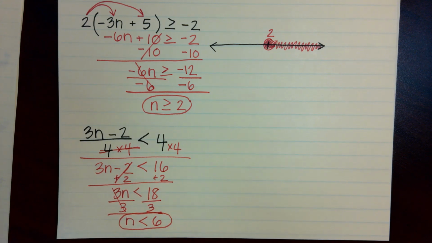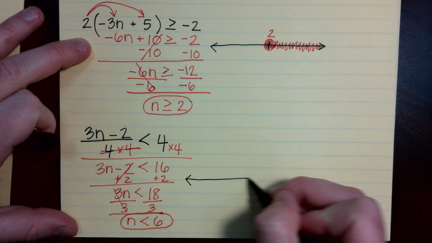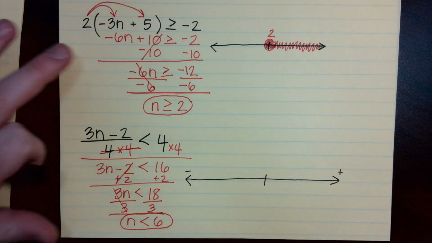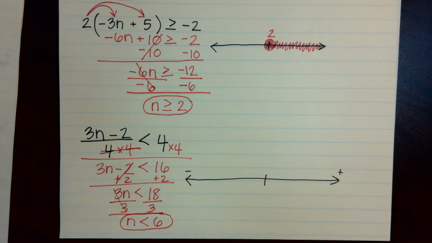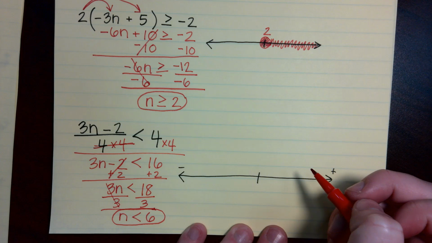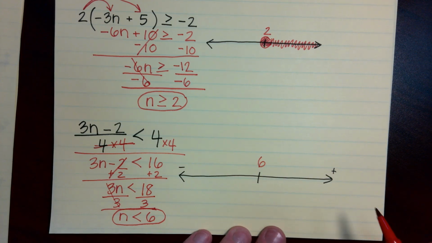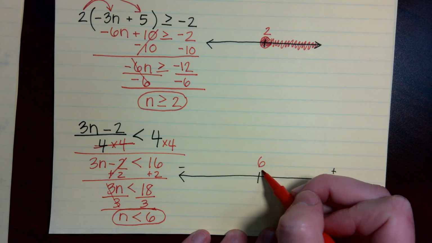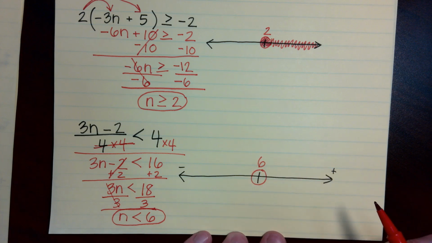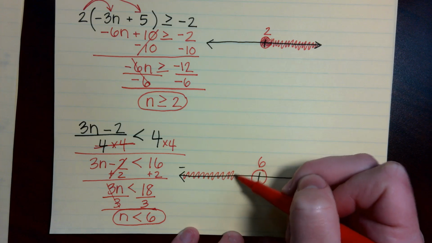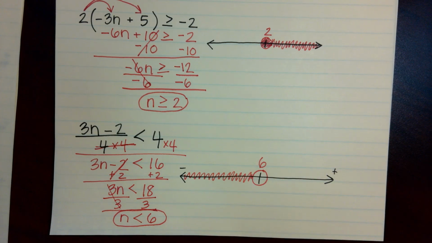All right, last graph. Let's do it. Okay. Walk me through it. What am I doing here? 6 is my number. Good. Open circle. Shade to the left for less than. Good.